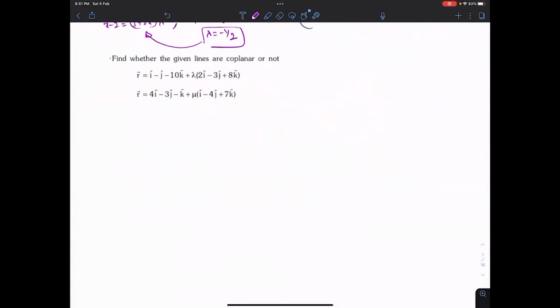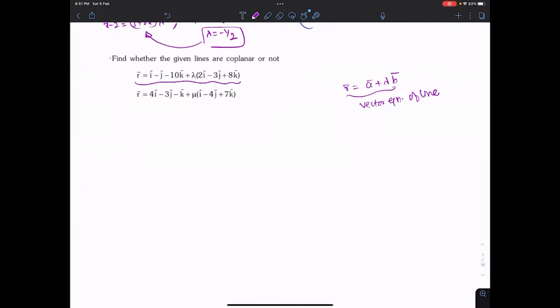Next. The complete question I will answer slowly, but just what does this mean? Everyone knows the line equation, right? R bar is equal to A bar plus lambda B bar. This is called the vector equation of a line. Okay.